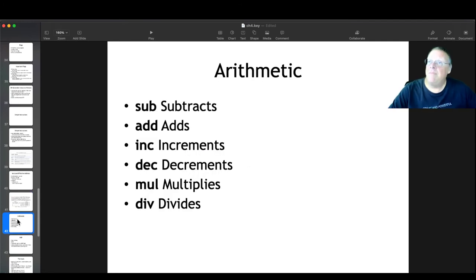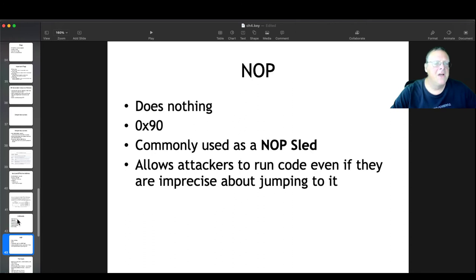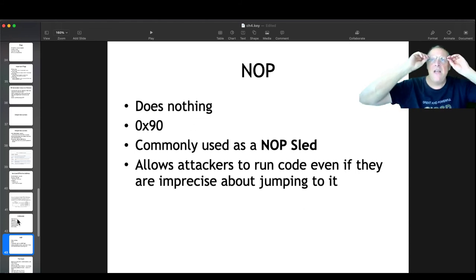There's all the mathematics you might want: subtract, add, increment, decrement, multiply, and divide, to do any kind of math you might want to do on numbers. You've got NOP to do nothing. This would seem useless, but it turns out to be very handy for a variety of things.